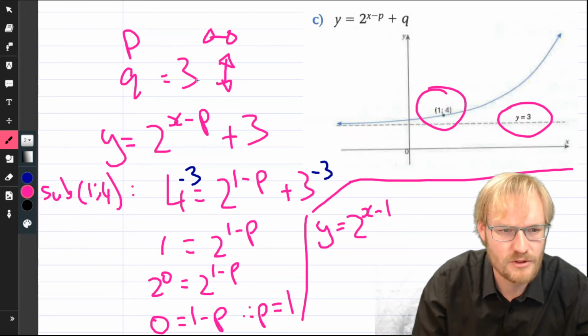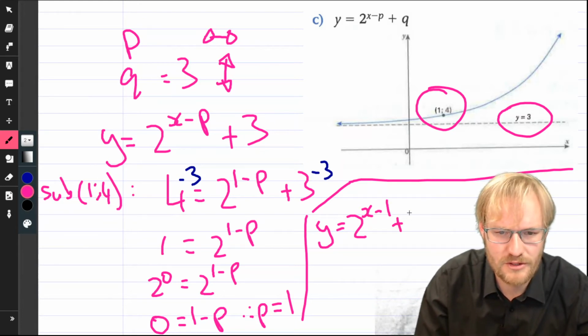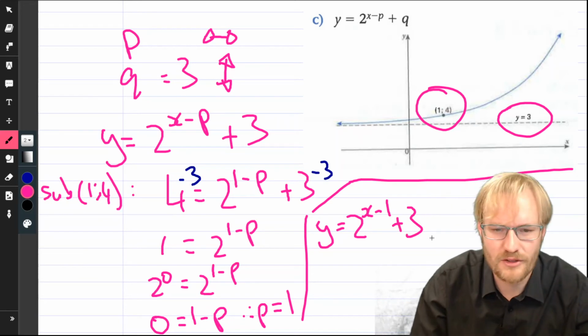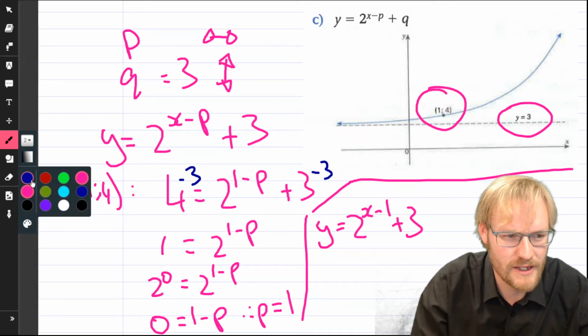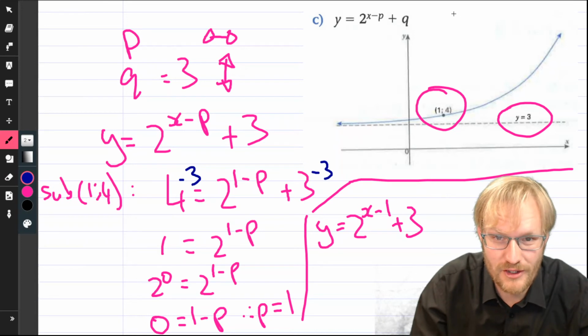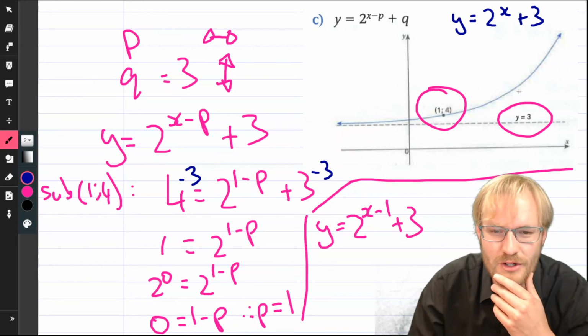And we've plussed, what was our q? It was up here. q equals 3. So plus 3. And just as a bonus, if you got into the equation of y equals 2 to the x, this is just an optional extra. If I plotted y equals 2 to the x plus 3, what would it look like?